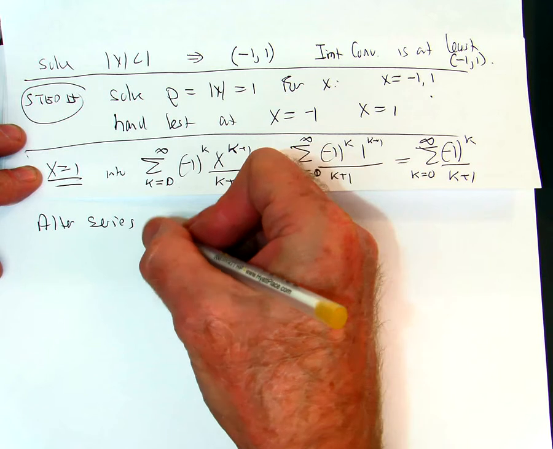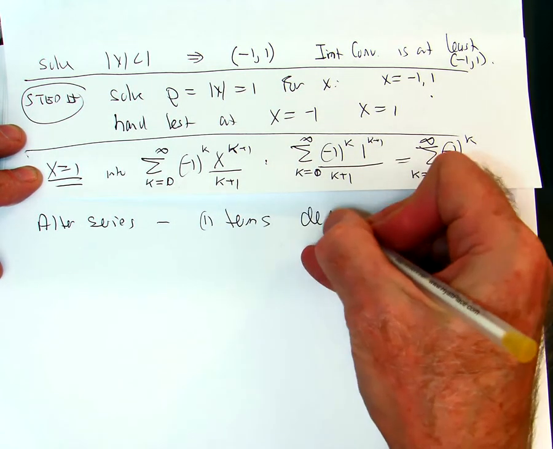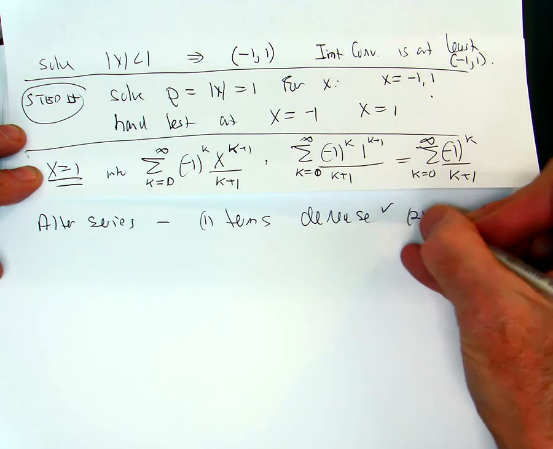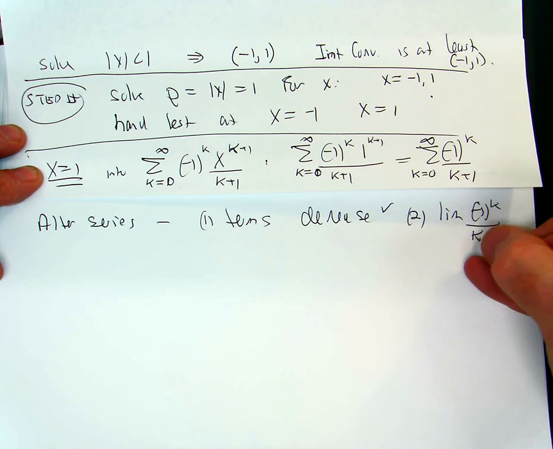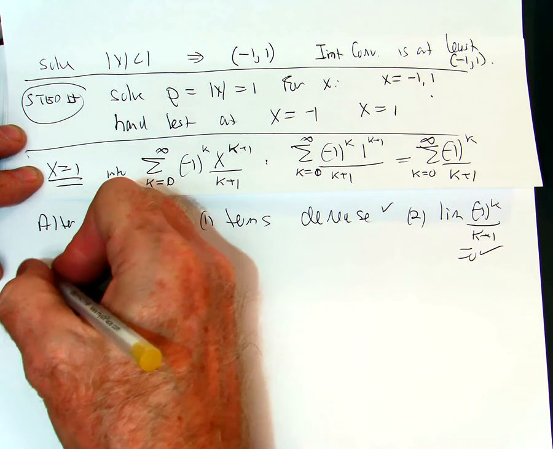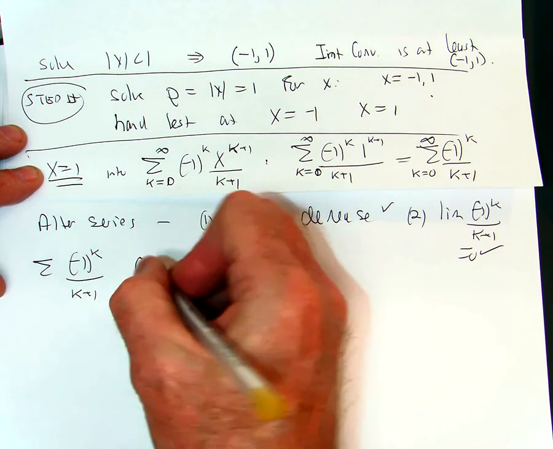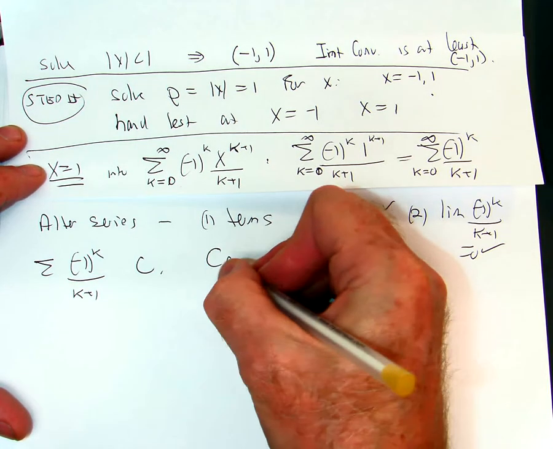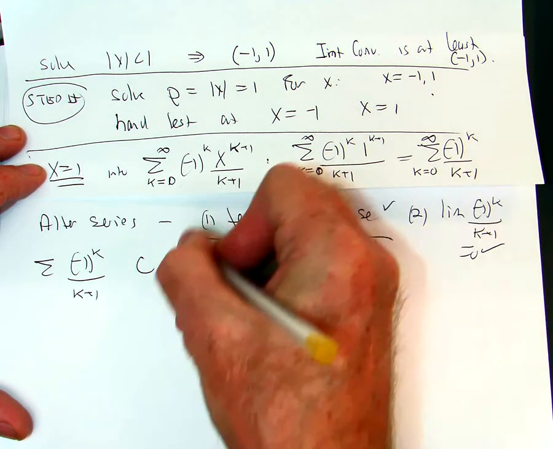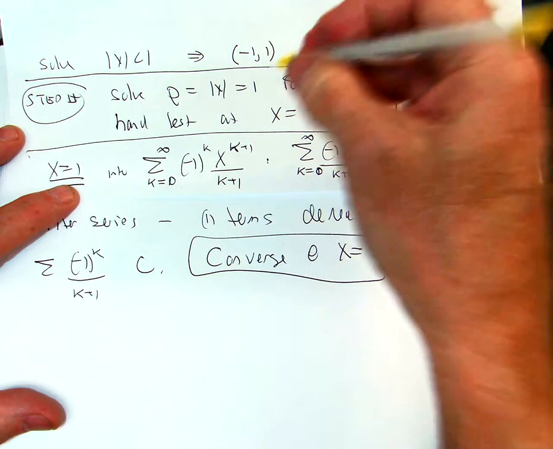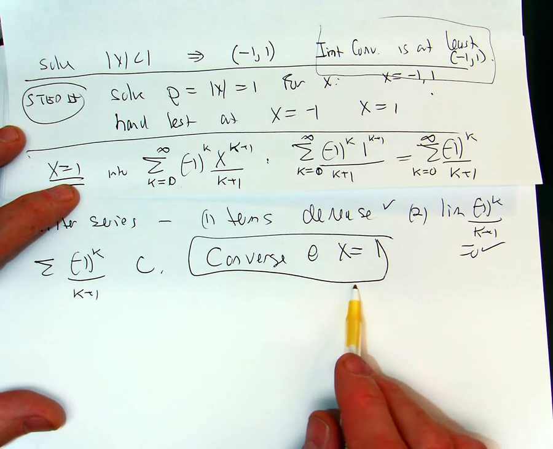We've done this a couple of times, so I'm going to skip it, but terms decrease. This limit, minus 1 to the k over k plus 1, is equal to 0, so it converges. Okay, so now we know we have convergence at x equals 1. So we have convergence at least here, and it also converges here.